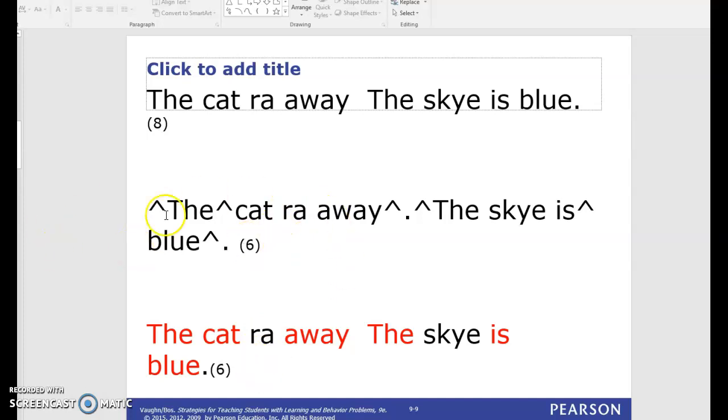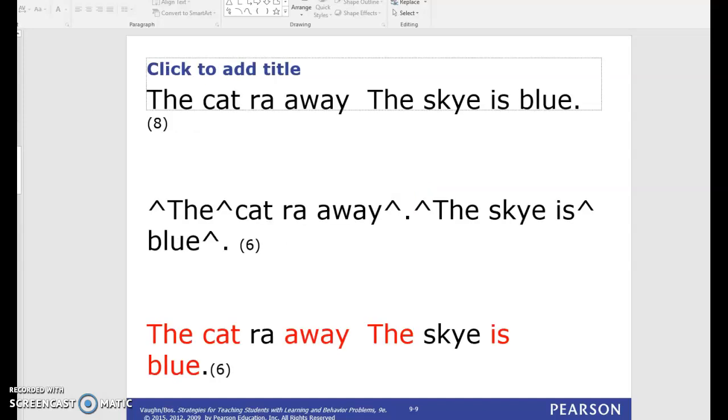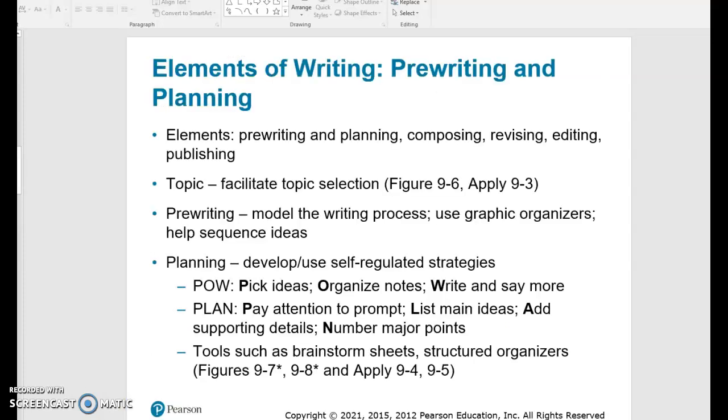I tended to use this one more frequently, the correct writing sequences, just because for my students it seemed to show the most data. But just keep those methods in mind. Okay, so now we want to talk about some elements of writing, the pre-writing and planning. So you want to think about pre-writing, planning, composing, revising, editing, publishing. That is the whole writing process.